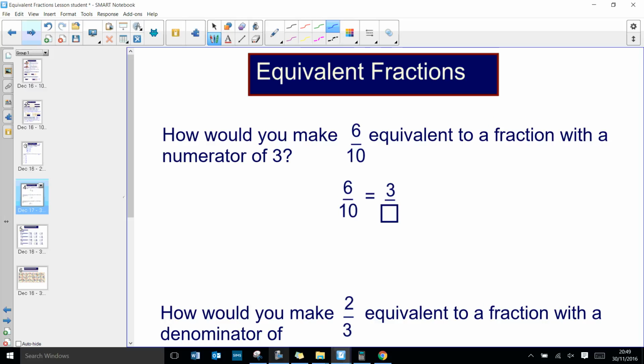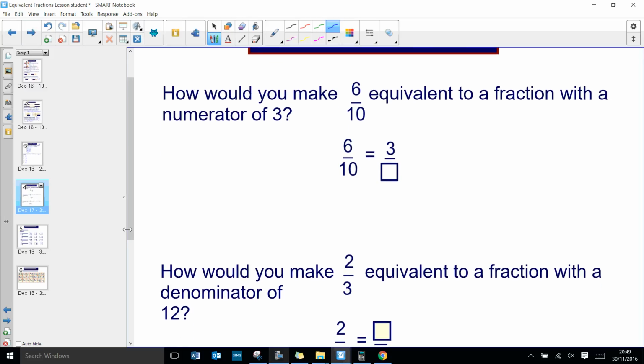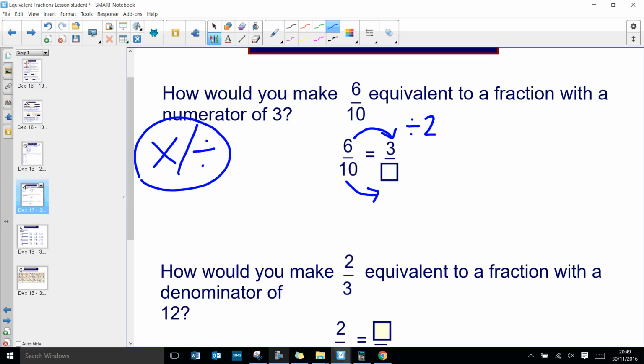In these cases, we're asked to specifically find an equivalent fraction that has a numerator of 3. When we're finding equivalent fractions, we are only ever going to be multiplying or dividing. So that's important. We're only going to be multiplying or dividing when we go from number to number. If we started at a 6 and we want to end up as a 3, we are going to divide that by 2. That means we're going to do the same thing to the bottom number, which gives us 5.